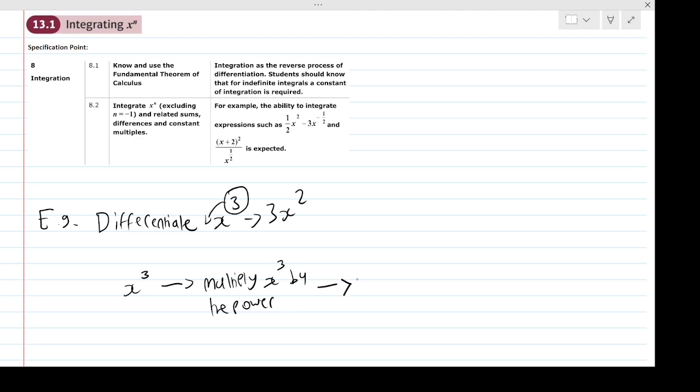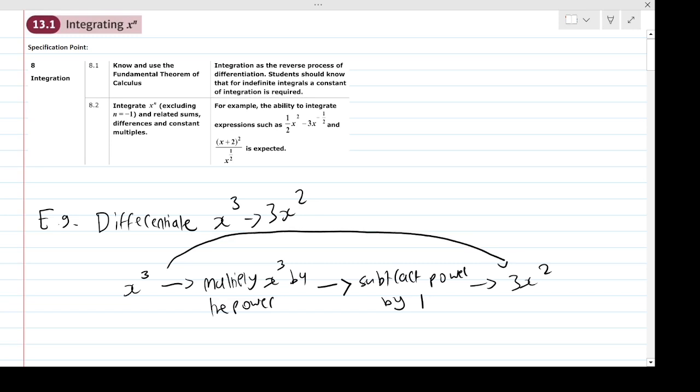Then what did we do after? We got 3x, then we knocked 1 off the power, we subtracted 1 from the power. And then we're left with 3x squared. That's effectively what we did, step by step, broken down. The whole process of what I'm describing here is differentiation.